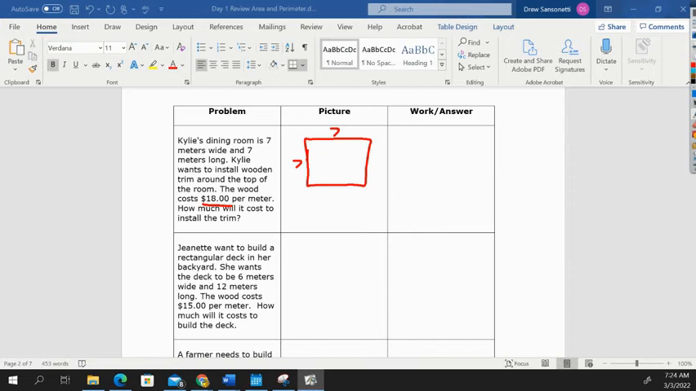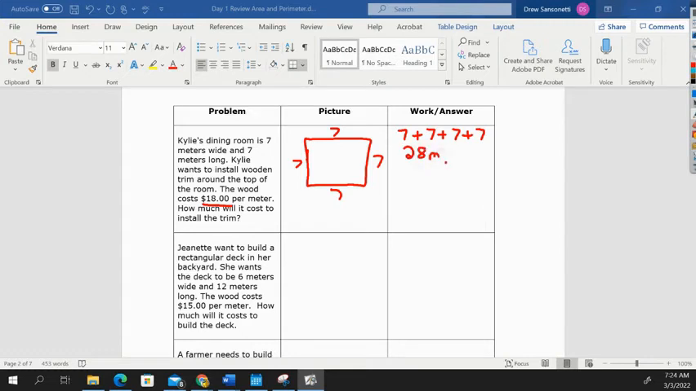So here's my picture. Let's go ahead and add the other sides. If this is a square, every side is 7. So if I add this together, 7 plus 7 plus 7 plus 7, you also could have done 7 times 4. You get 28. So it's going to be 28 meters.